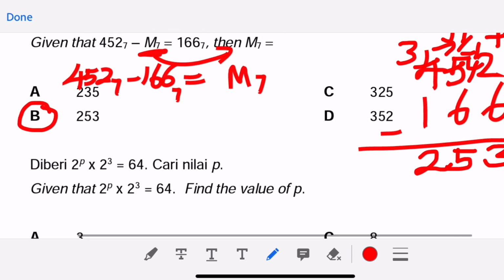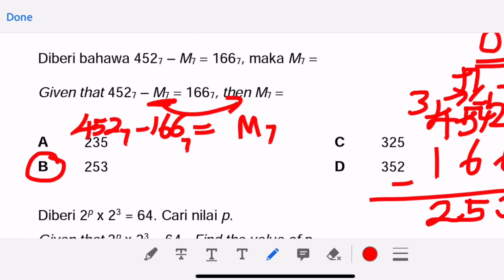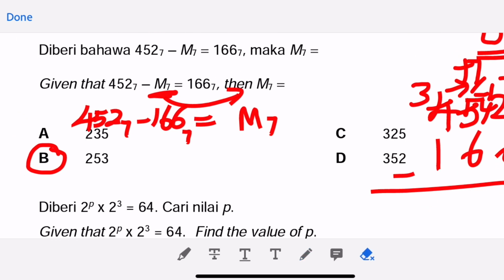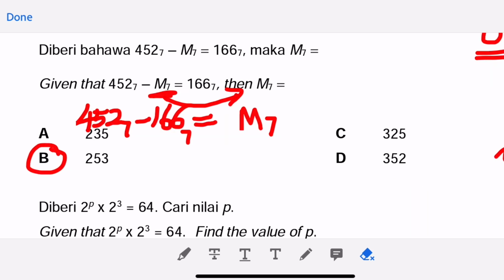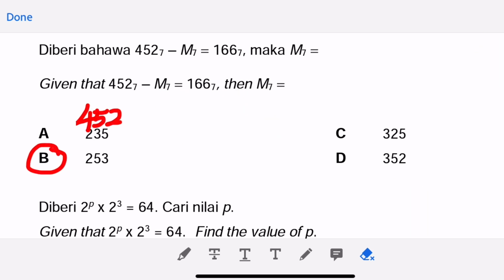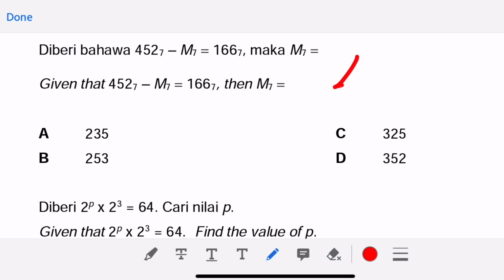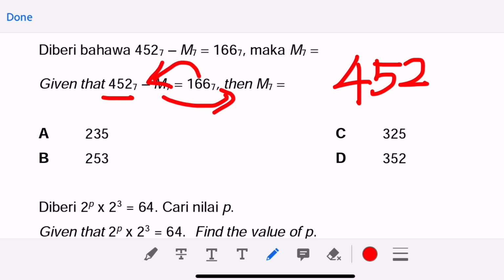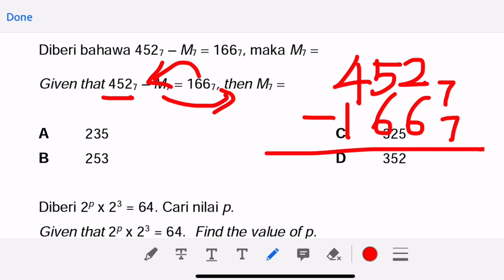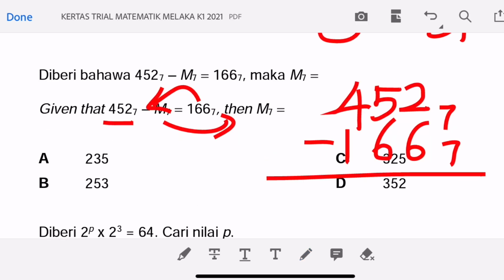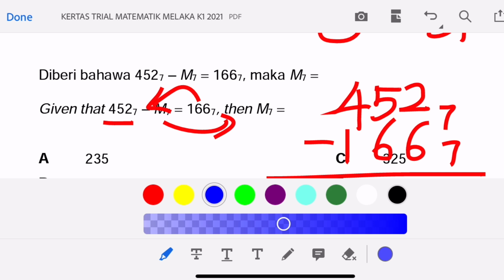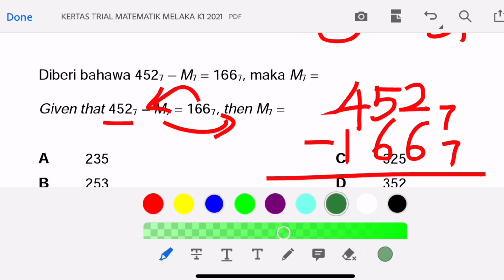So the base number is quite simple, okay? I'll explain to you again if you cannot follow. For base 7, I'm going to show you how to do. First of all, you write 452, then bring over minus 166, base 7, base 7. Okay, now let's do it properly. We want to make sure we really know how to do.